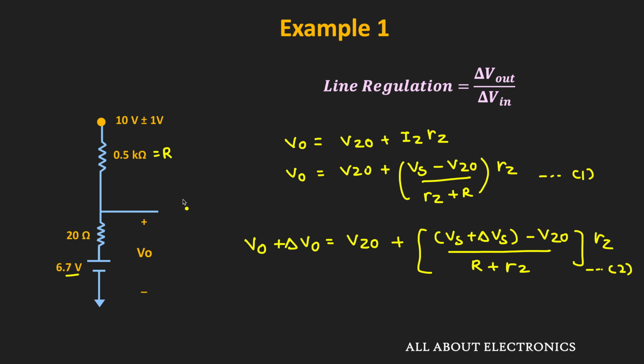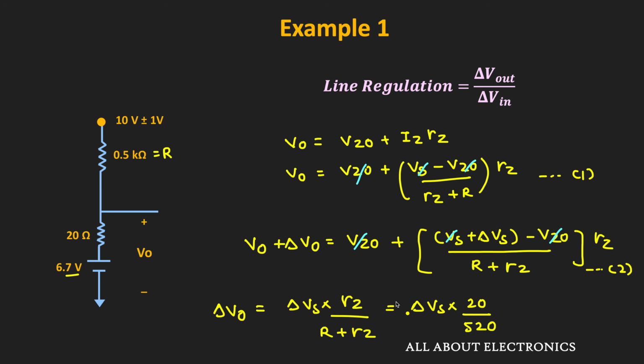So here, due to the change in the supply voltage, if we just want to find the change in the output voltage or this delta V0, then we can find that by subtracting these two equations. So if we subtract equation number 1 from 2, then we will get delta V0. In that case, this will get cancelled out, and similarly, this Vs will also get cancelled out. And effectively, we will have delta Vs times Rz divided by R plus Rz.